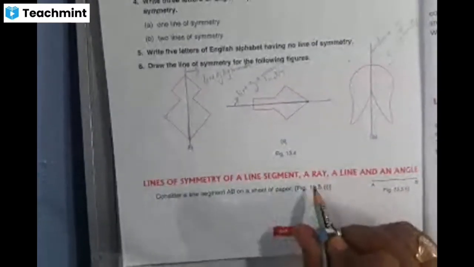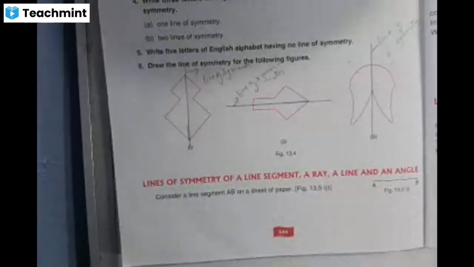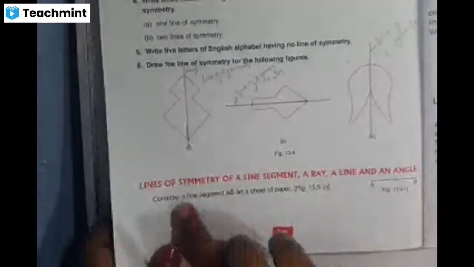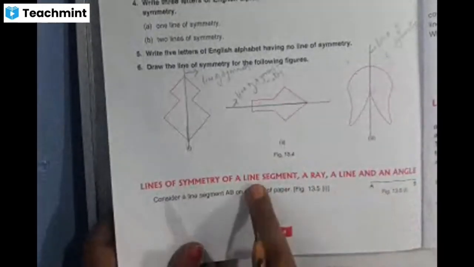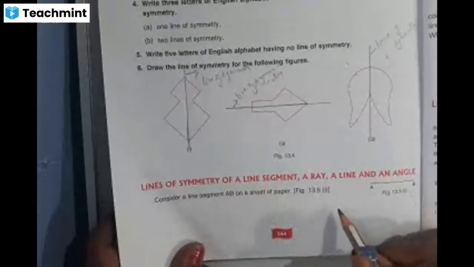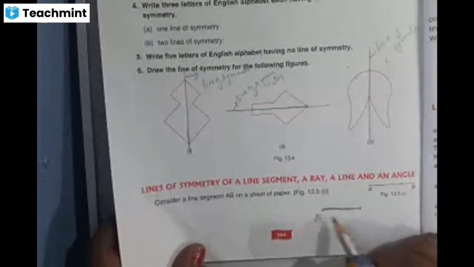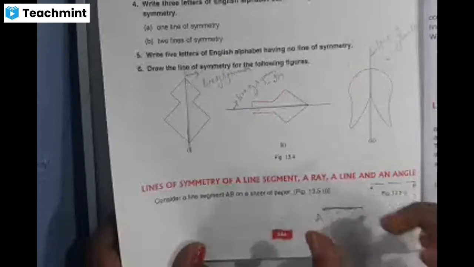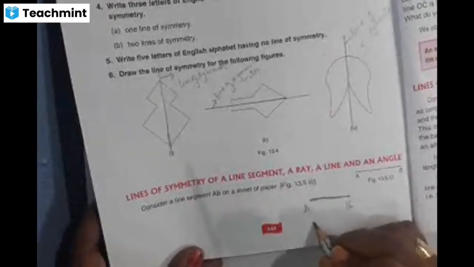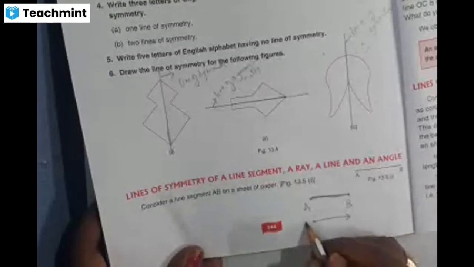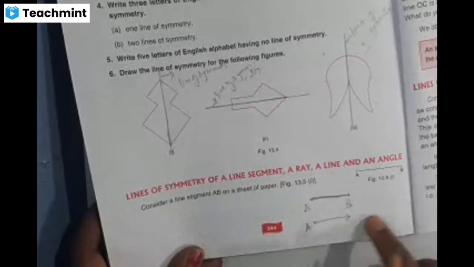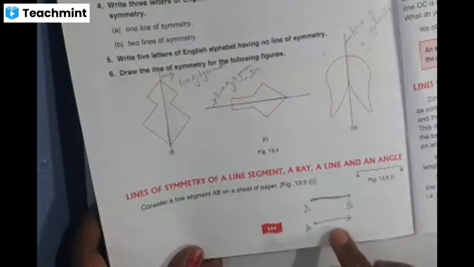Next we have the line of symmetry of a line segment, a ray, a line and an angle. So before going to the line of symmetry of all this, first you should know what a line segment is. Line segment means what, children? A line segment is a part of a line where you have got 2 endpoints, isn't it? This is called a line segment. It is a part of a line. What is a ray, children? Ray means it has only one endpoint and the other point extends endlessly in one direction. So this is called a ray.